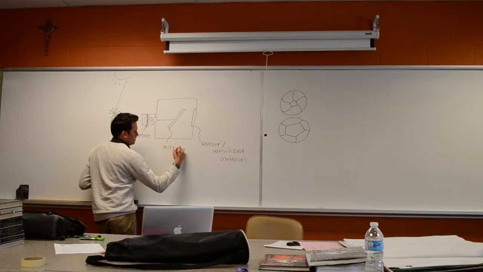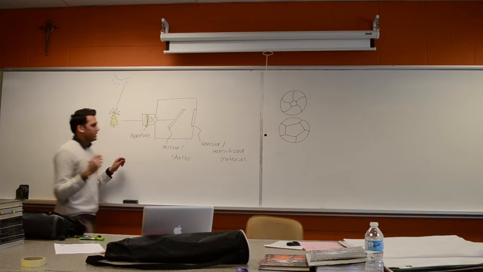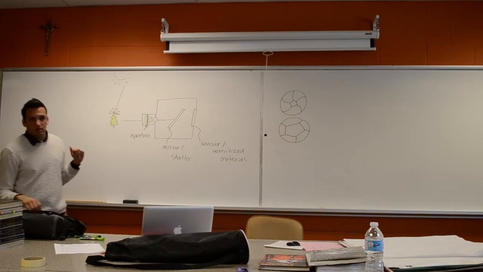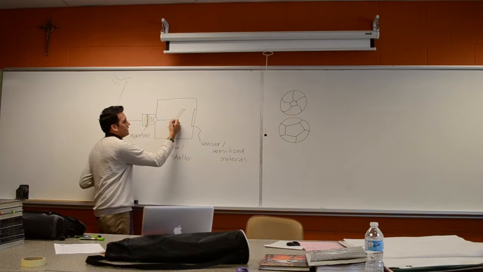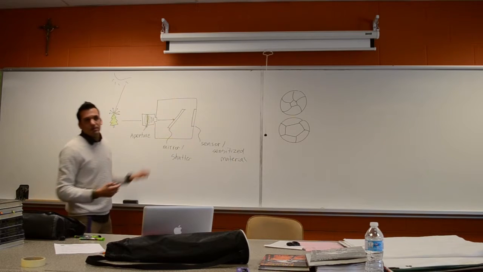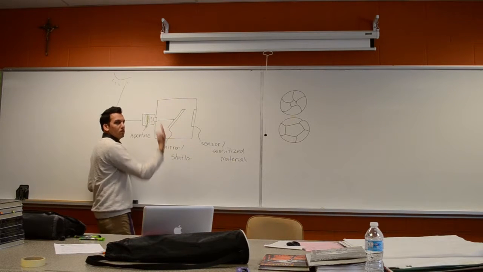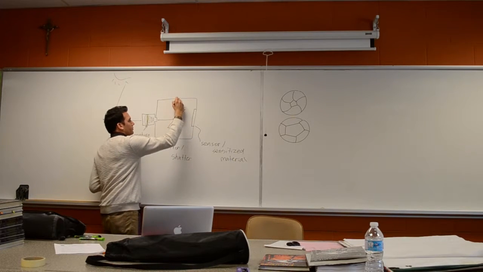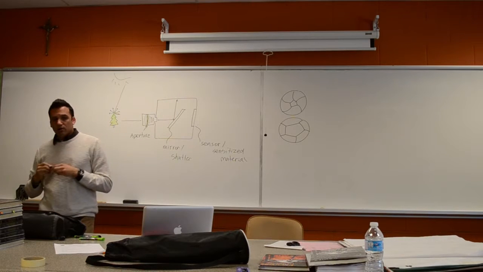This is the mirror slash shutter, and I'll use those interchangeably even though they're not identical. Now, because this light hits this mirror, does it make it to the sensor? No. What happens to it? Because it's a mirror, it bounces it up.